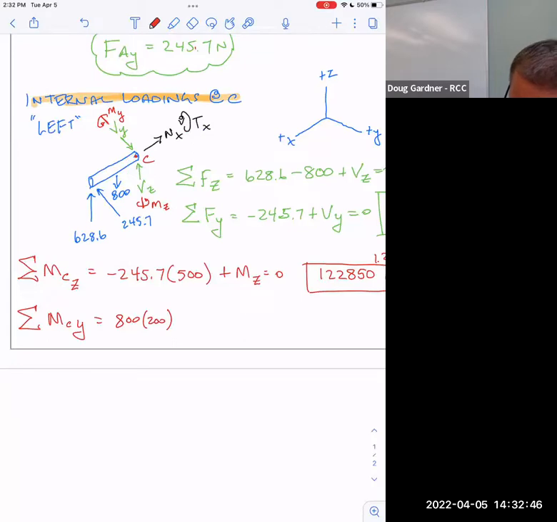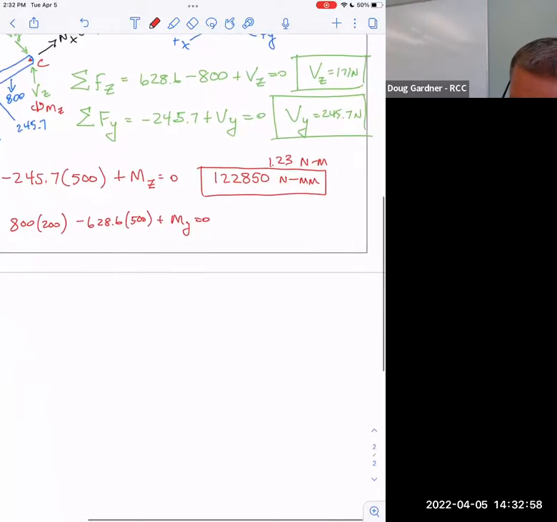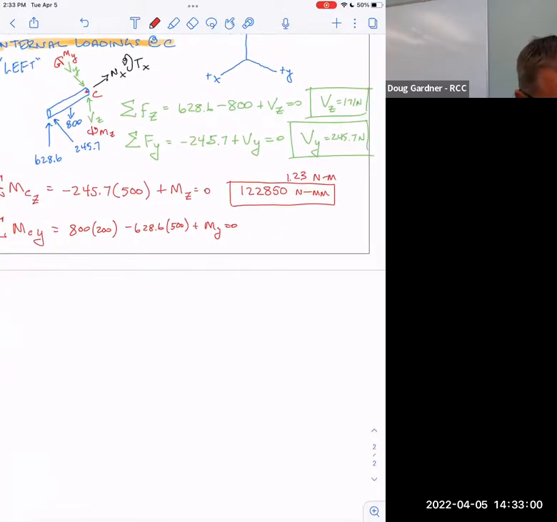So 800 wants it to go positive. What about 628? Yeah, it's the other direction, and it's a distance of 500. And then we have the moment of Y itself, which we defined as positive. So if I crunch all that in, I get 154,300 Newton millimeters, which would be better. I'm sure in the back of the book, it would say 154 Newton meters for this. It's not going to give that ridiculous answer.